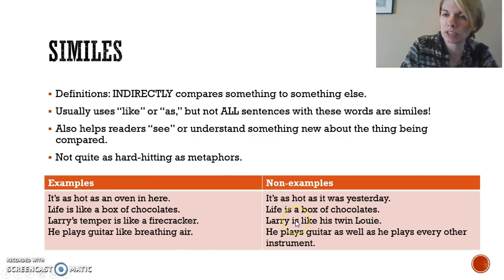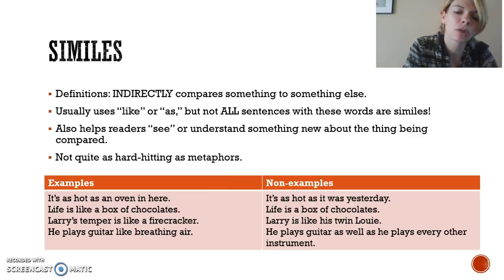So we're going to go through some examples and then some non-examples. So hopefully we can clear up a little bit of confusion. It's as hot as an oven in here. The heat is being compared to an oven using the word as. Something that's not a simile would be, it's as hot as it was yesterday.